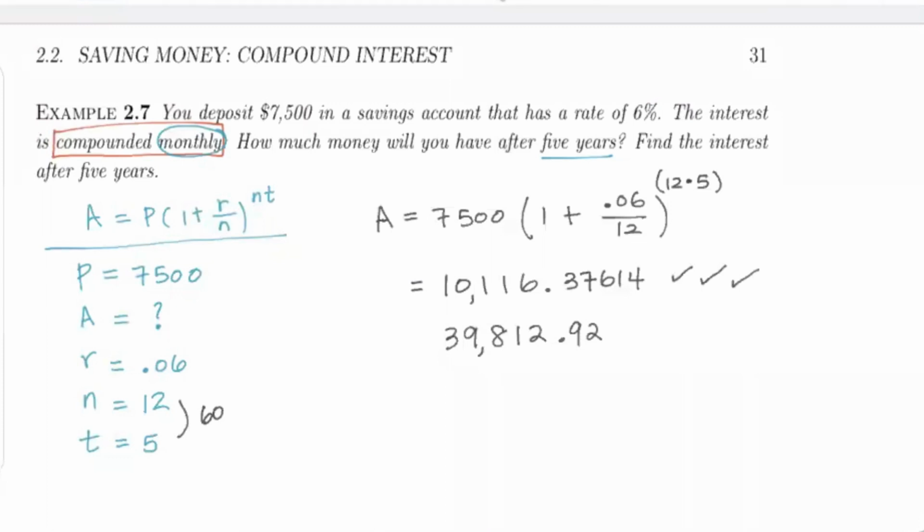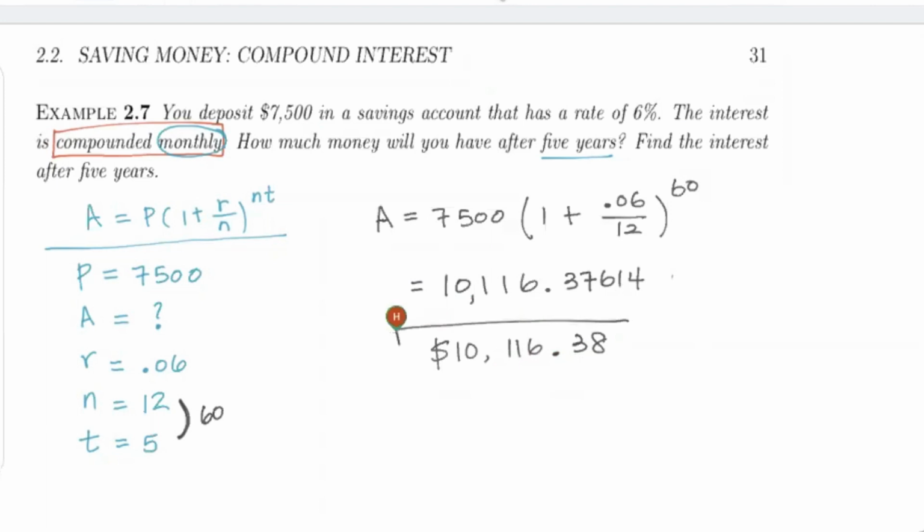Egan, do you have any question? To get that number 60, you always multiply the rate and the... No, n times t. Yes, n times t, not the rate. It's nt. Oh, I'm sorry. All right. So we have here, and then rewrite it. So this is $10,116.38. This will be my balance after 5 years.